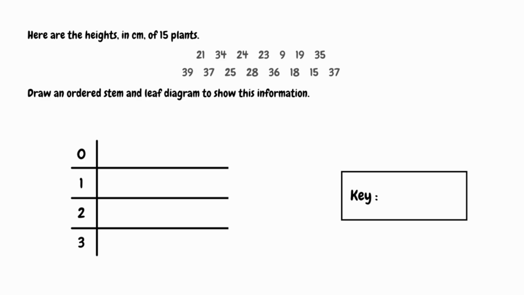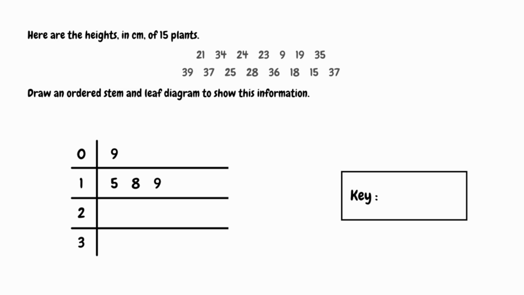Okay, so now we can start to fill in our diagram. So there was only one single digit number, which was 9. So on the first row, we would have 0 for our stem, and then just a single 9, as we have 0 tens and 9 units. So now looking for my numbers that begin with a 1. In the top row, I have 19, and in the second row, I have 18 and 15. So putting these in order, I'd have 15, 18 and 19. So the units are all that I need to put on the leaf side, which would look like this.